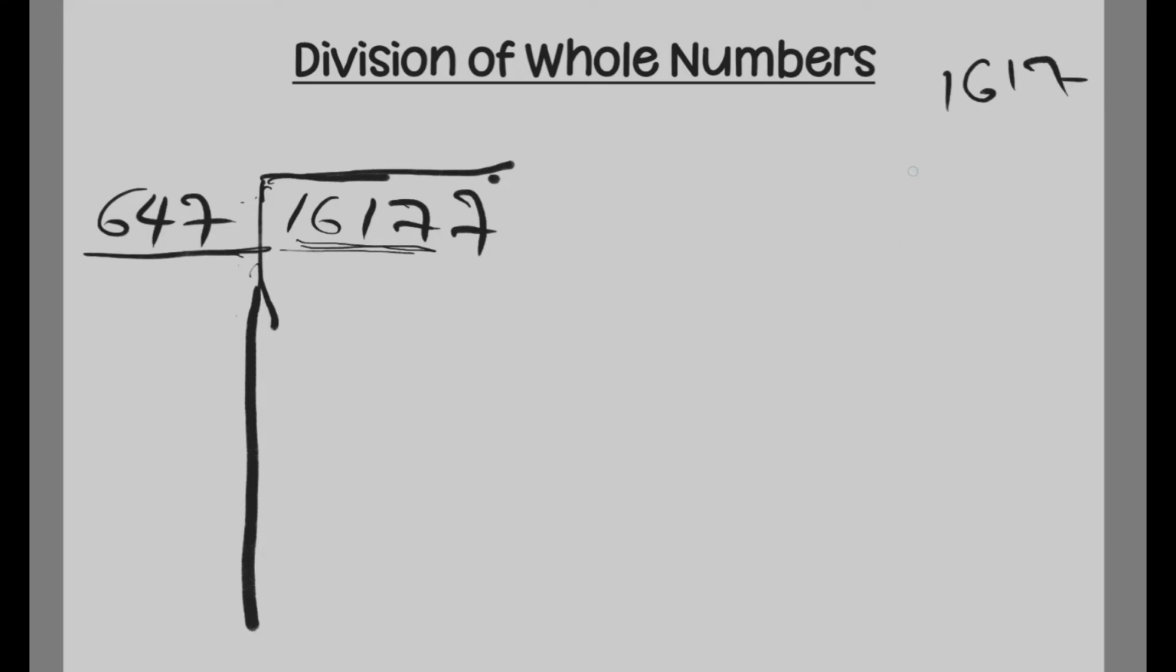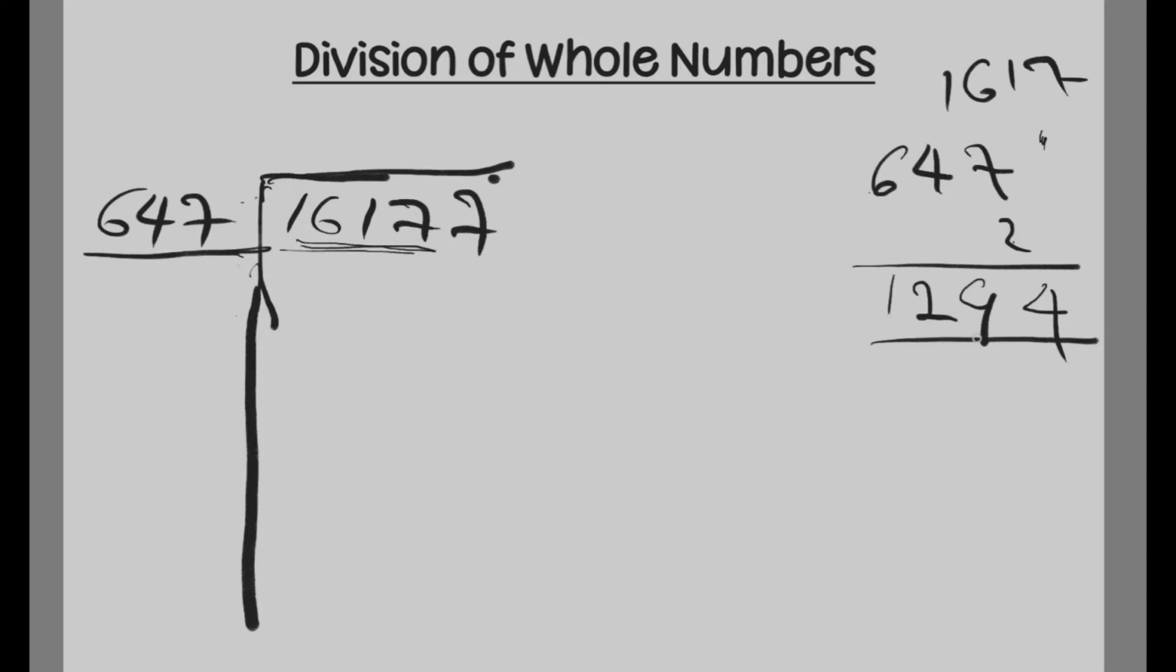So let's do that. If I multiply 647 times 2, 2 times 7 is 14. 2 times 4 is 8. So since it's 14, I have 1 here, so that'll be 9. Okay, 2 times 6 is 12. Okay, so I have 1294.